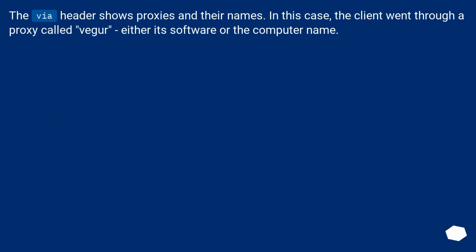The Via header shows proxies and their names. In this case, the client went through a proxy called vegur, either its software or the computer name.